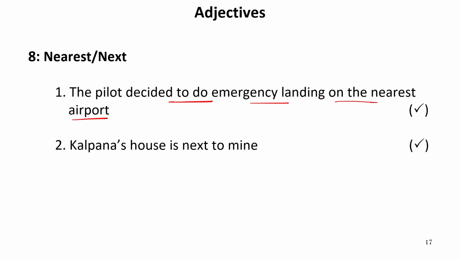Kalpana's house is next to mine. It means the house of Kalpana is just next to mine, just in the neighbourhood. So next to mine, the next one, the house which is just next to my house. So that is next, the second one, you can say. Now let us move to the next one.